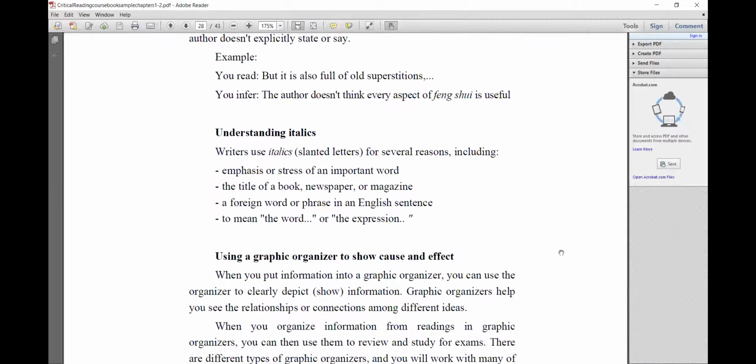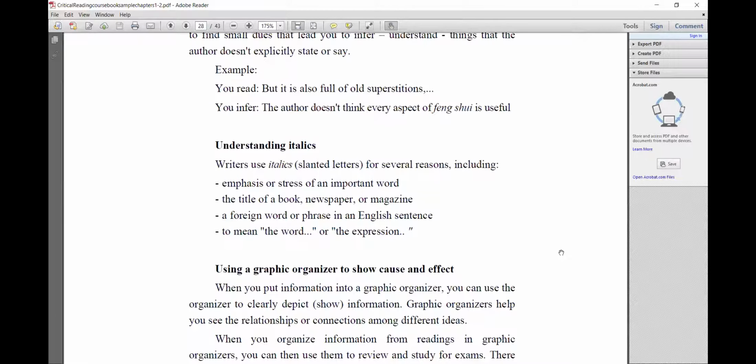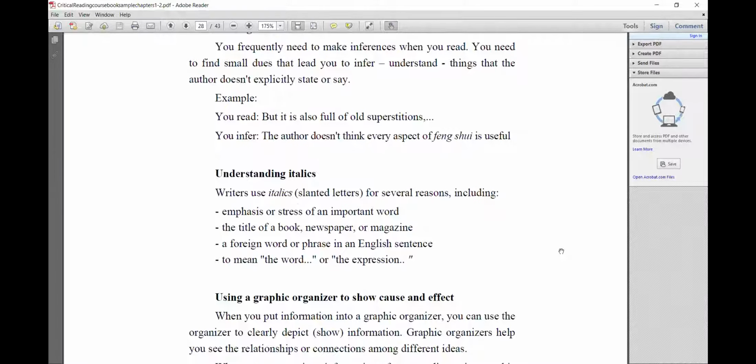उसके बाद next जो आपकी बात है, understanding italics. So sometimes it happens that in the text you are reading, some words are italicized, which is normal. Writers use italics for several reasons, including emphasis or stress of an important word. किसी word को important करने के लिए उसको italicize किया जाता है.